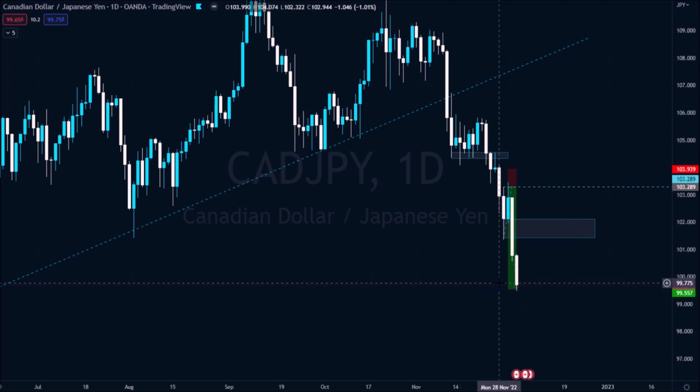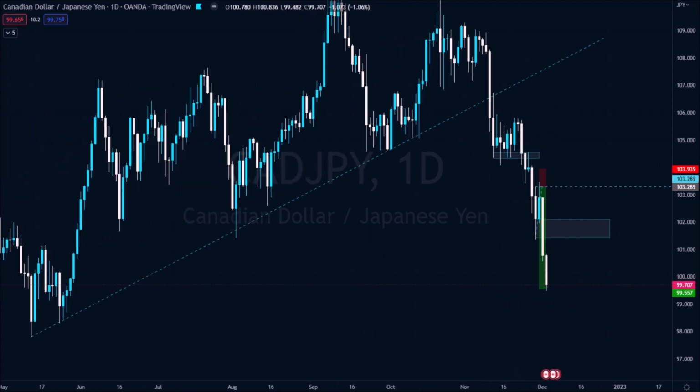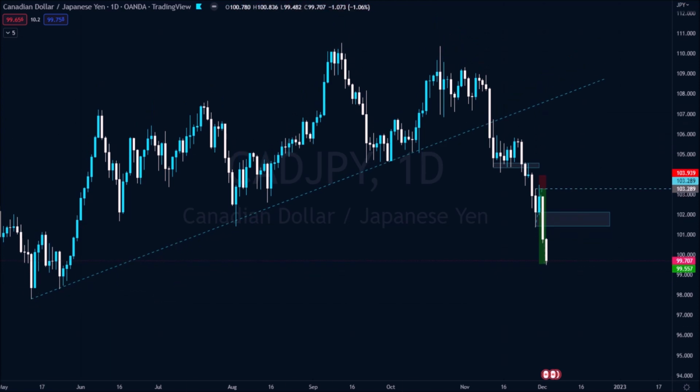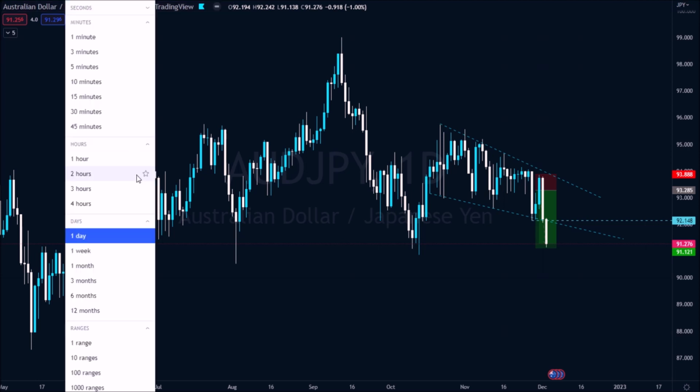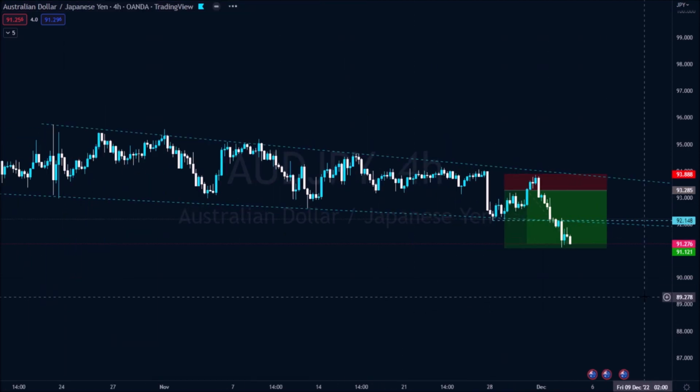We do have a rate decision out of Canada this week, so that's something to keep an eye on if you are trading CAD yen. Aussie yen we like to the downside. We did take it in the group, we got squeezed pretty hard on it, but let's go into it.